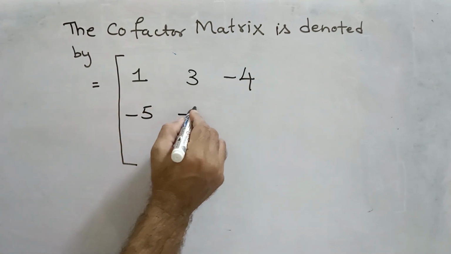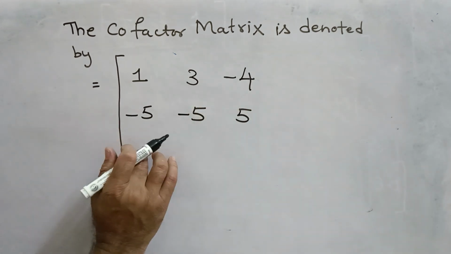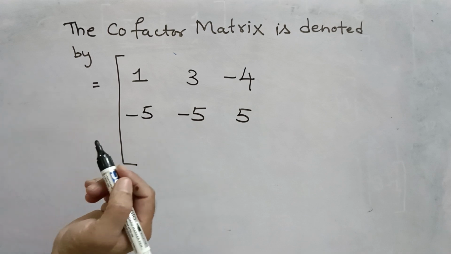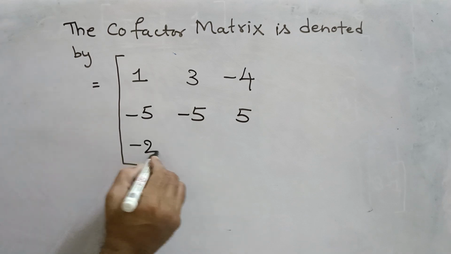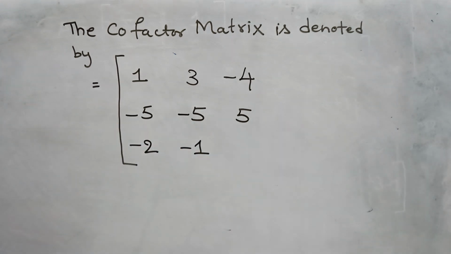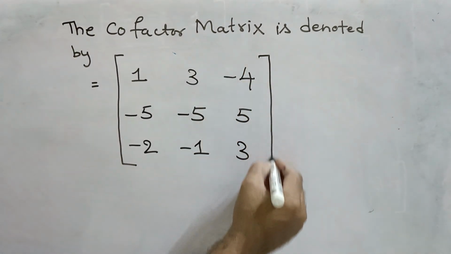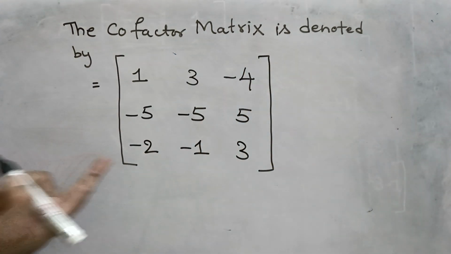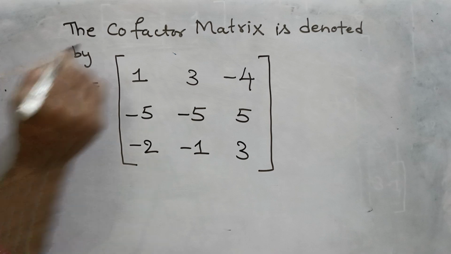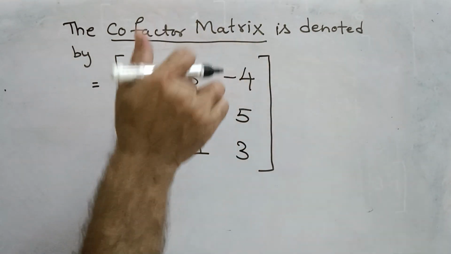The cofactor of the second element is also minus 5. The cofactor of this element is 5. And the cofactor of this particular element is minus 2. Am I correct? And it is also minus 1. And the cofactor of the third one is, I think, 3. Am I correct? This is called the cofactor matrix. Now take the transpose.